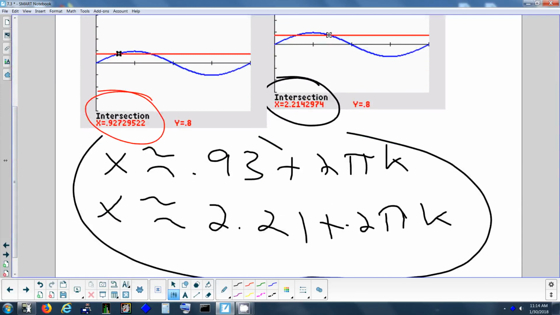So 0.93 plus 2 pi, and again, you can use K, you can use N. Just get used to seeing different letters. Maybe I'll switch it to K later on. It doesn't matter the letter.